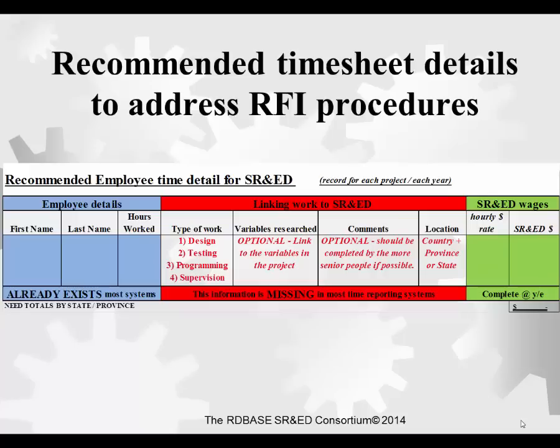Last but not least, the government funding agencies for grants and tax credits require that the employee timesheet detail closely correlate with the research we've outlined. We found that most companies have a timesheet system, however, they often fall short of these requirements in one or more areas. The most common types of missing information include the type of experimentation they performed, the location of work if outside their normal state, province, or country, and details on how this work correlated to the variables of uncertainty in question.